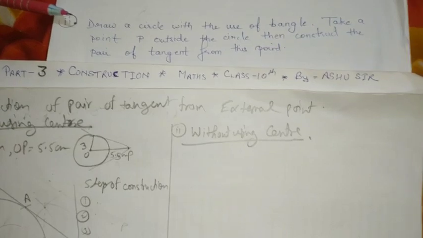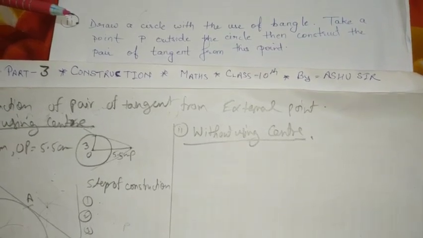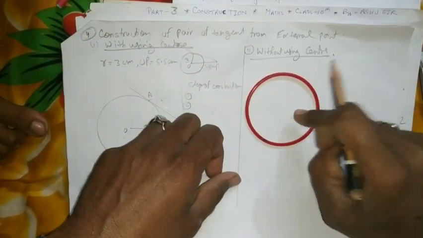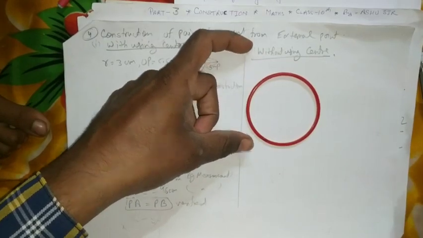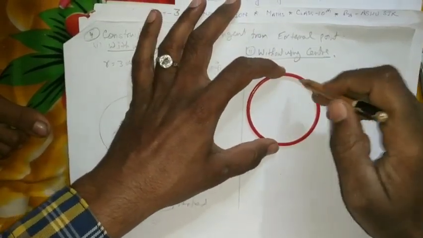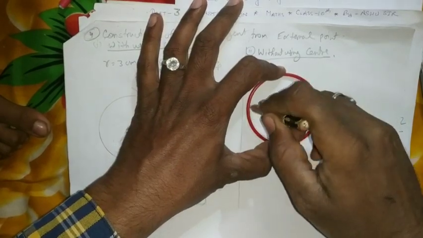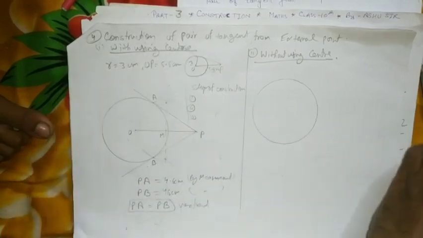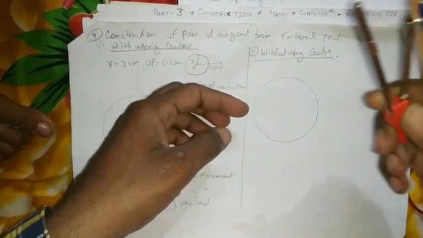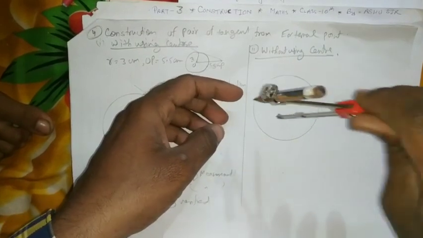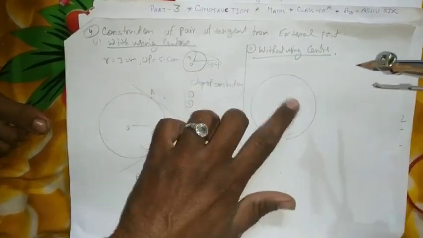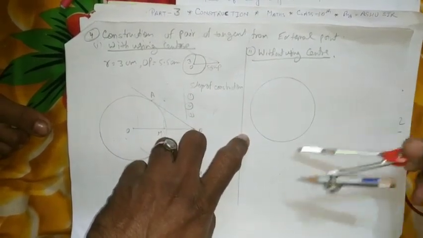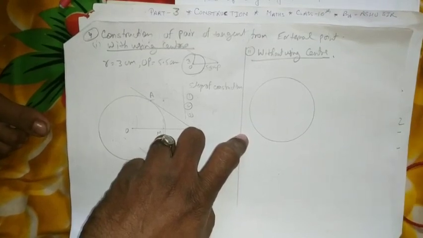So let's see how we construct this figure without using center. I have the angle. First step, draw a circle with the use of angle. If you do not have the angle, you can construct the circle with the use of compass, but don't mark the center, because this question is without using center. We want to draw a pair of tangents from the external point. So let's see the steps.